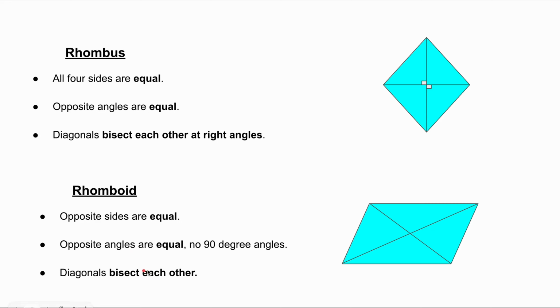Again, the diagonals bisect each other, creating two segments from this point to this point. This segment is equal to this segment. This segment is equal to this segment. This segment is equal to this segment.